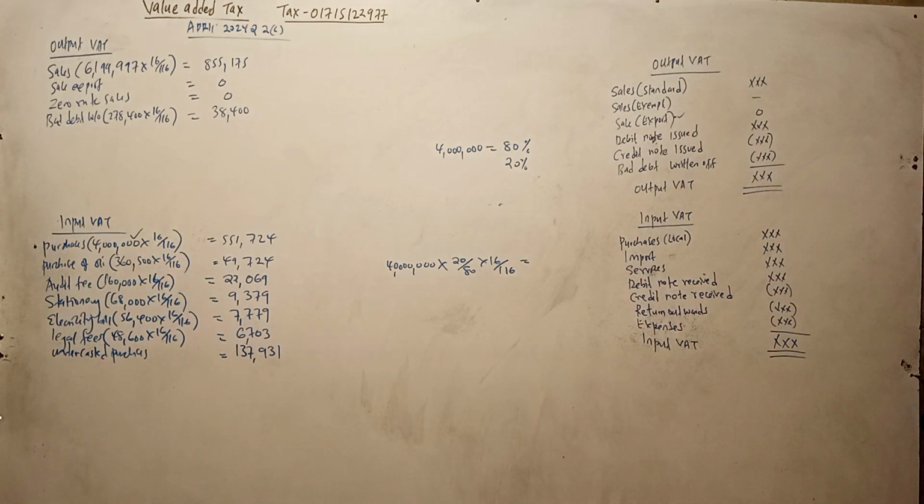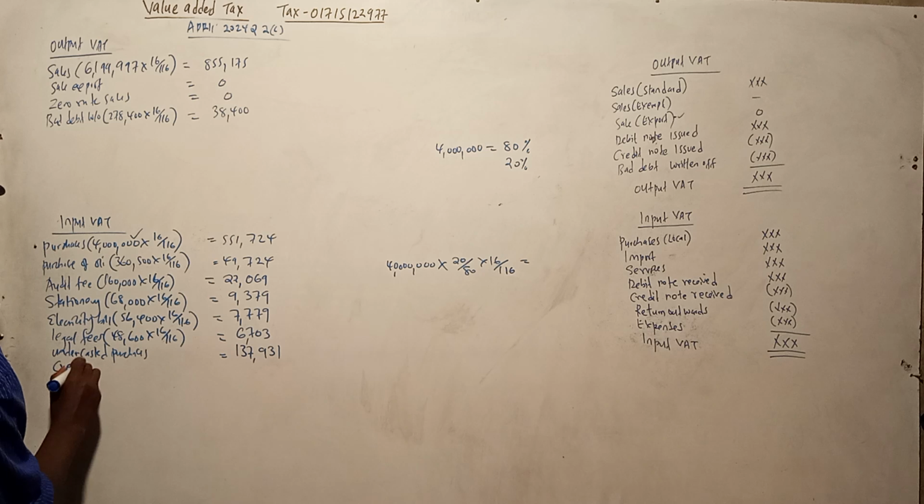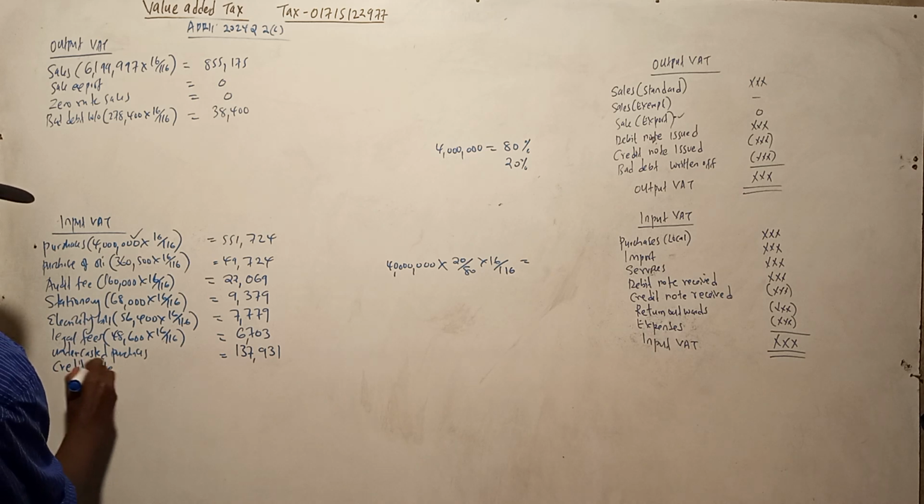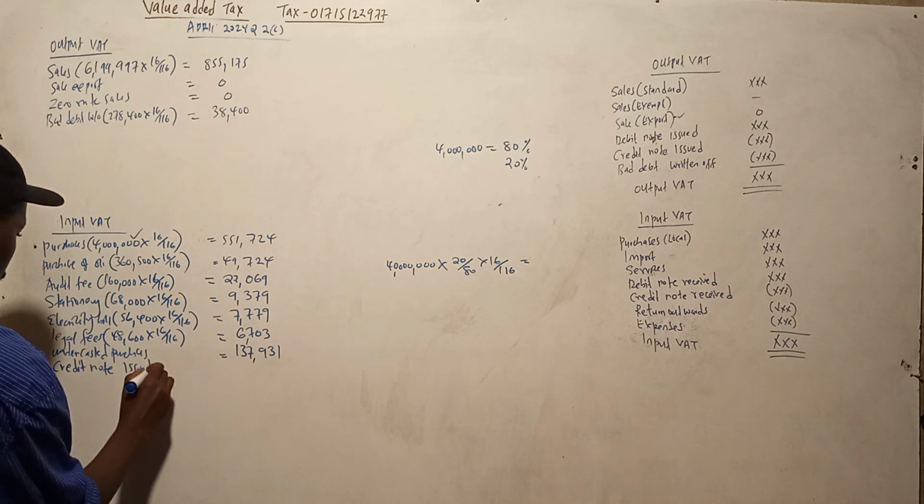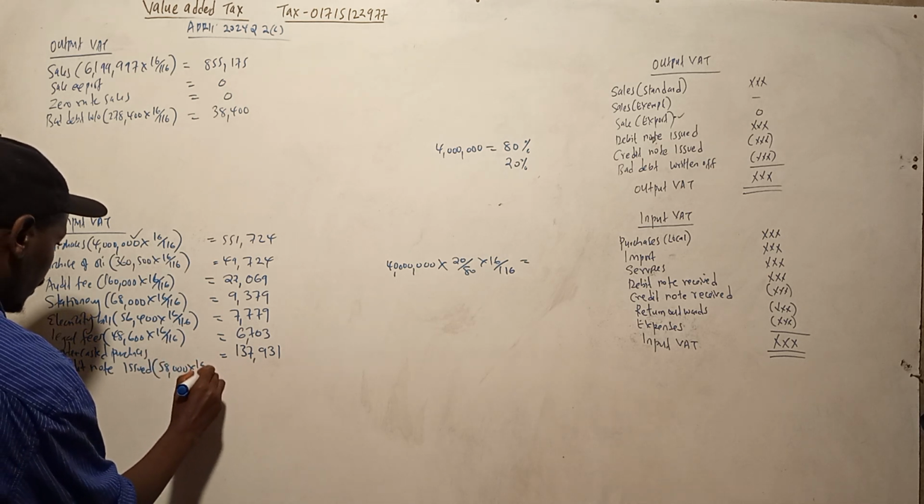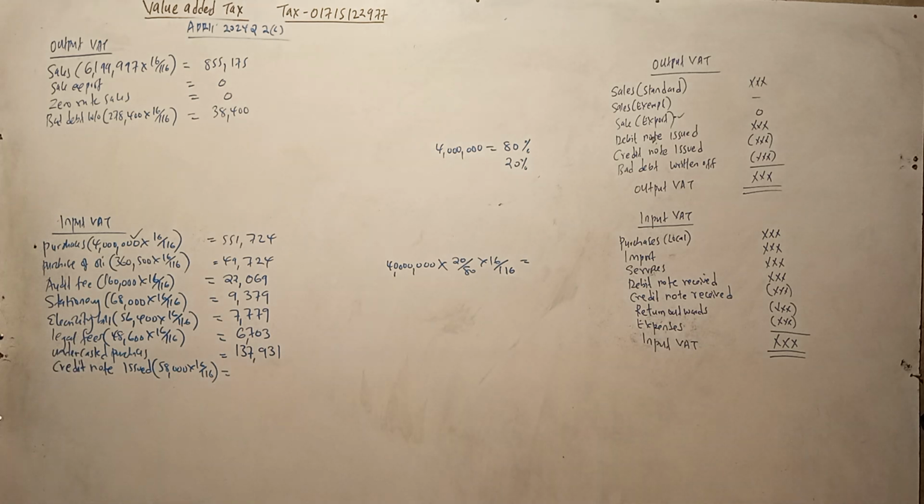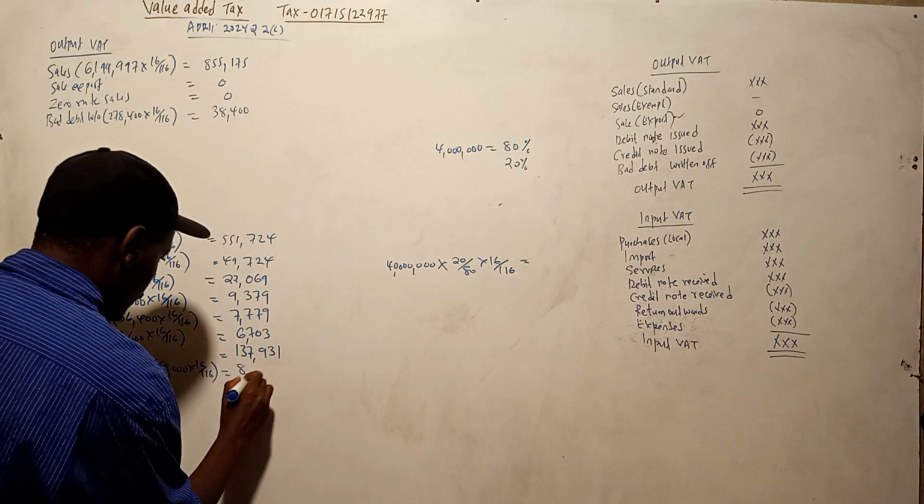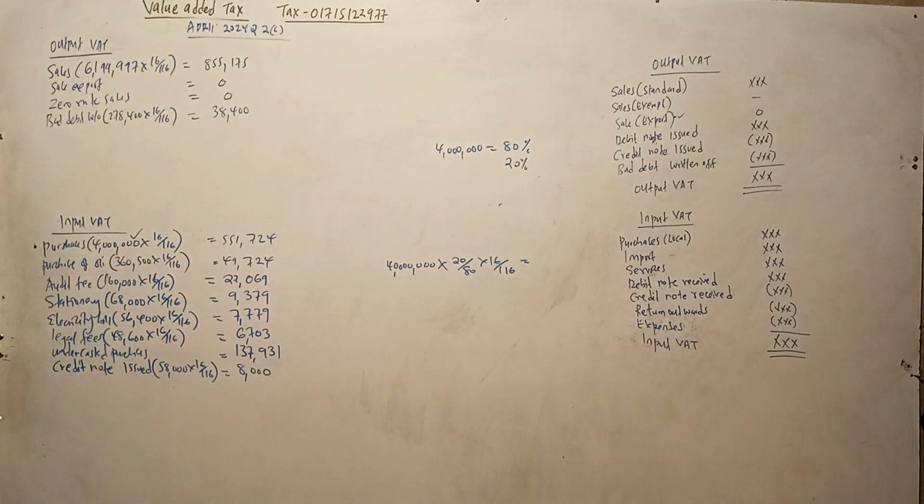What is this remaining? A customer returned goods, and then the company issued a credit note. So credit note issued, 58,000 times 16 over 116, which is 80,000.